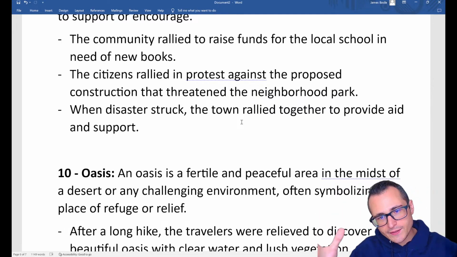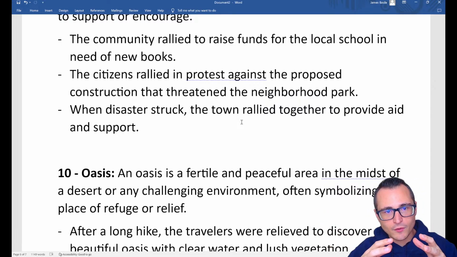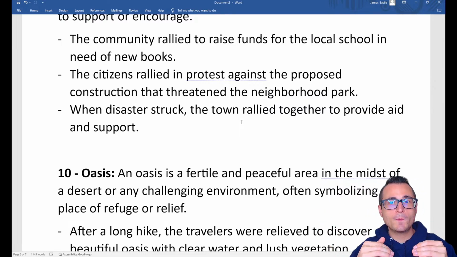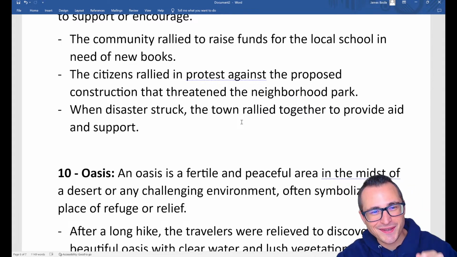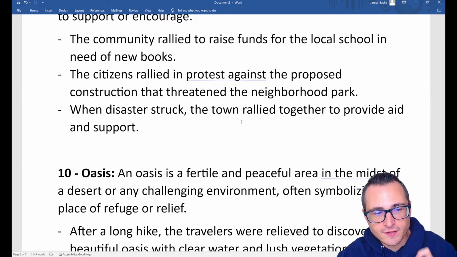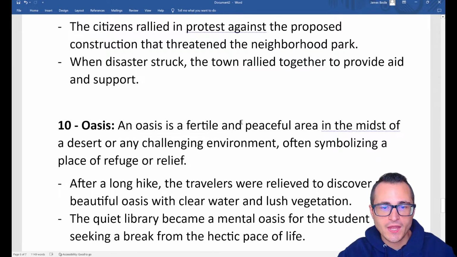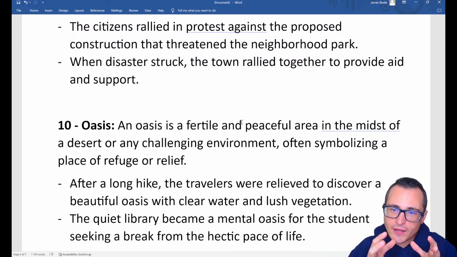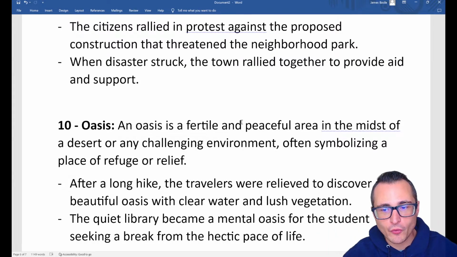Have you ever rallied? Have you ever come together with other people to do something good? Let us know in the comments. Next sentence with rallied. When disaster struck, the town rallied together to provide aid and support, or help and support.